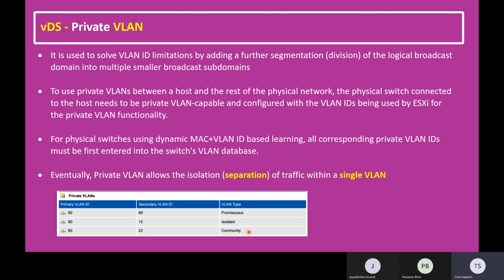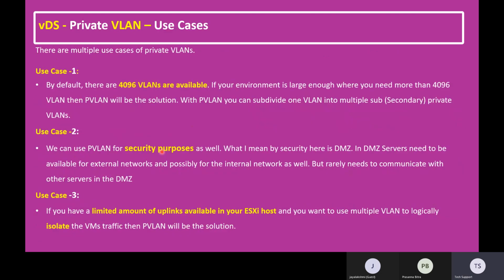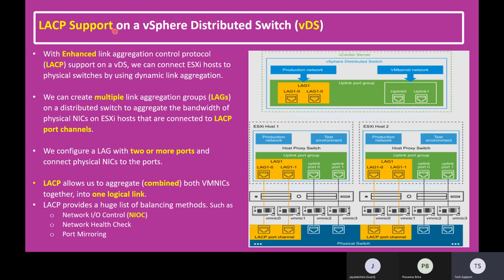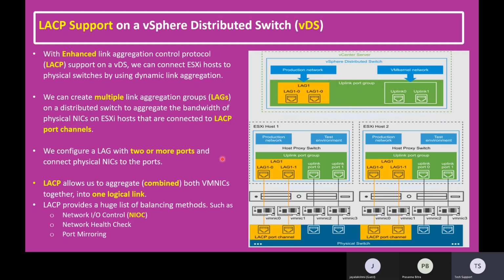But remember that we create private VLAN only in a requirement scenario, either for security purposes, or mainly whenever we have limited uplinks. To maintain multiple VLANs, you can go for the private VLAN concept. But the real purpose of private VLAN is mainly isolation. Okay, and now let's verify our lab slide.